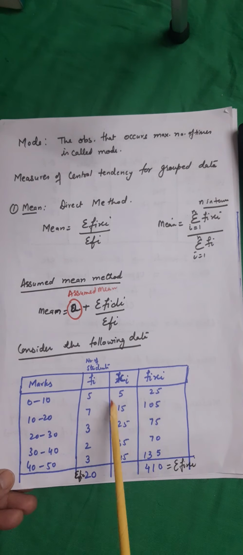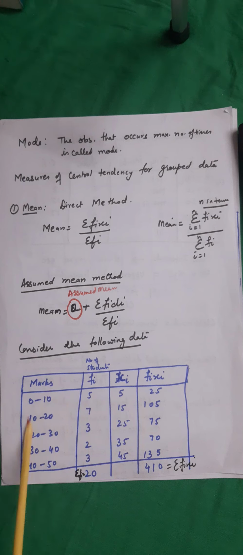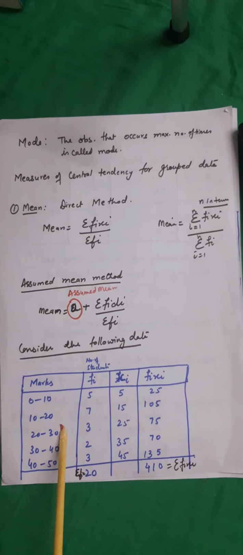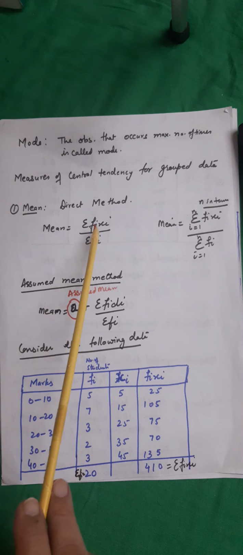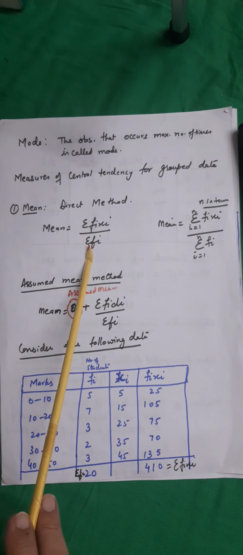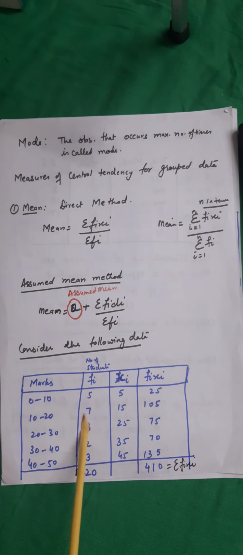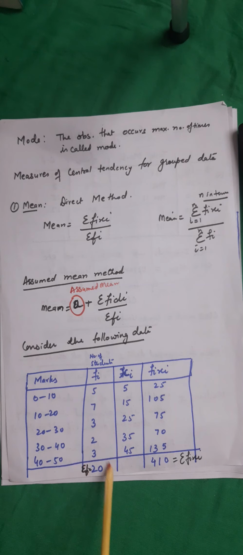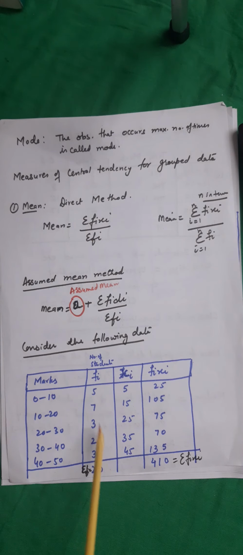Let us consider the following data. In this, marks of the students are given. We have taken the intervals from 0 to 10, 10 to 20, 20 to 30 and so on. Then frequency, that means the number of students getting the marks between 0 to 10 are 5, between 10 to 20 are 7, and so on. Then for finding mean, we require sigma fi xi and sigma fi. Sigma fi means I will be adding all these frequencies. Sigma means sum. So the sum of all the frequencies comes out to be 20.